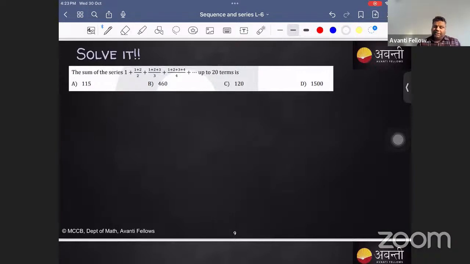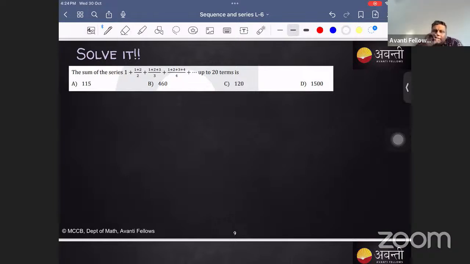Now say you find the sum of this series up to 20 terms: 1 plus 2 by 2, 1 plus 2 plus 3 by 3, 1 plus 2 plus 3 plus 4 by 4, and so on so forth, up to the 20th term. How do you do it? Yes, quickly attempt it.